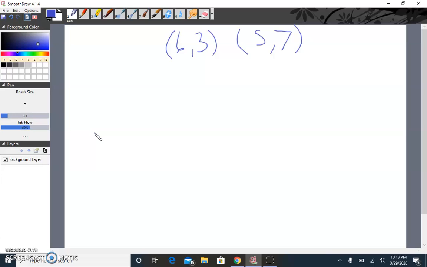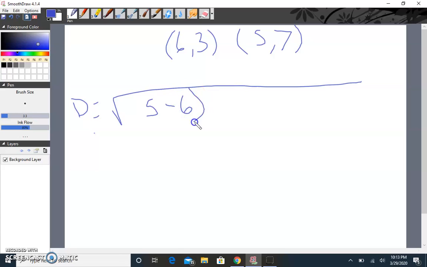D equals the square root of x2 minus x1 squared plus y2 minus y1 squared. So we plug it in. We've got our big, long radical. Distance equals x2. That's 5. That's our second ordered pair. That's our x. 5 minus our first one, 6 squared, plus now y2, which is 7, minus y1, which is 3. And we're going to square that answer as well.